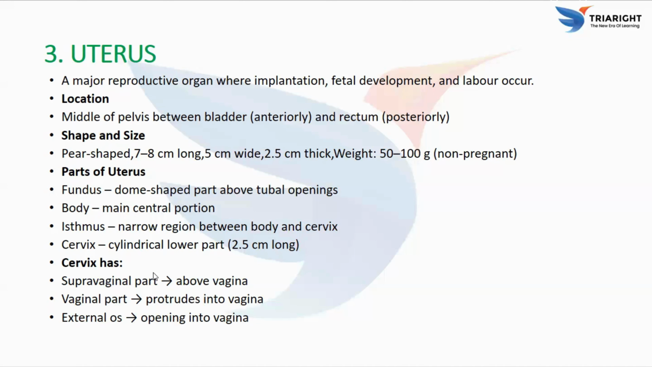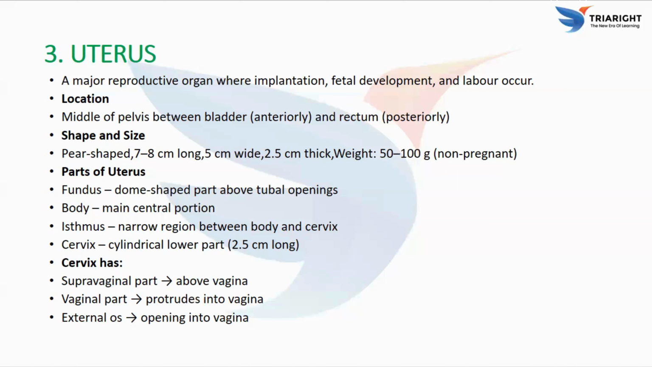And the third part is isthmus. This is a narrow region between the body and cervix. It is also called the lower uterine segment during pregnancy. During labor, this part becomes thin and it stretches. And the fourth part is cervix. This is the lower cylindrical part of the uterus. It is about 2.5 centimeter long. And the cervix acts as a gateway between the uterus and vagina.